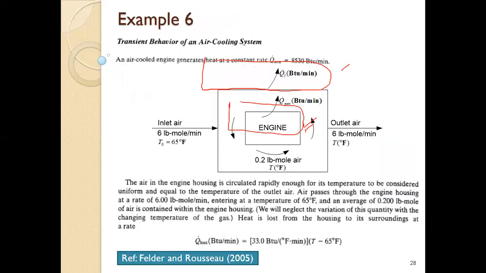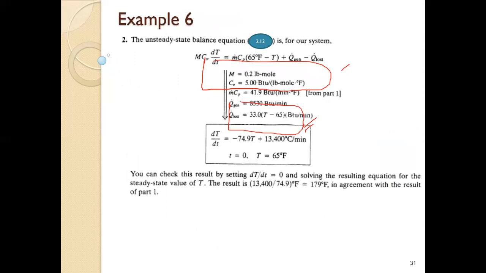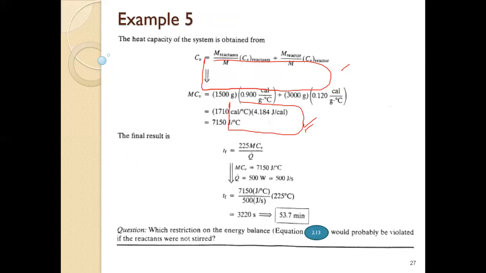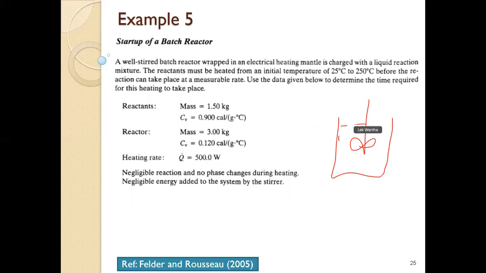Okay, we look at this example. For this case, we have a well-mixed reactor. A well-mixed batch reactor means there is no inlet and outlet of the reactor. Because it is a batch reactor, we have the initial concentration and initial mass. We have heating, sometimes electrical heating.